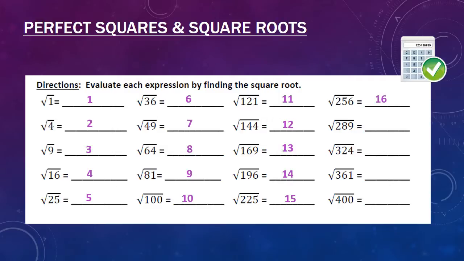Square root of 289 is 17. The square root of 324 is 18. The square root of 361 is 19. And lastly, the square root of 400 is 20.